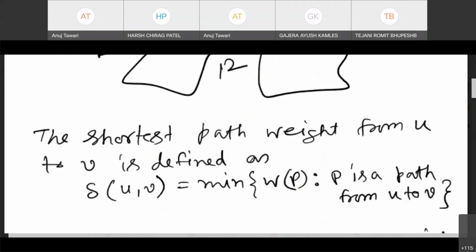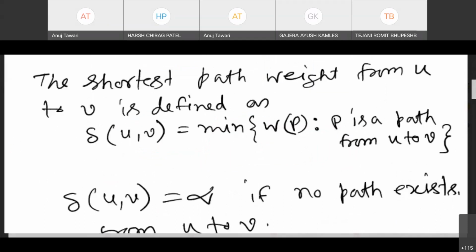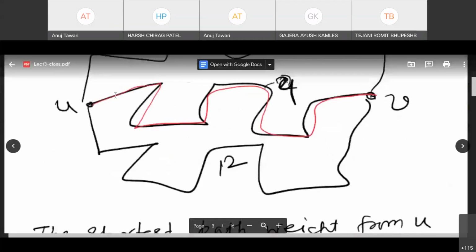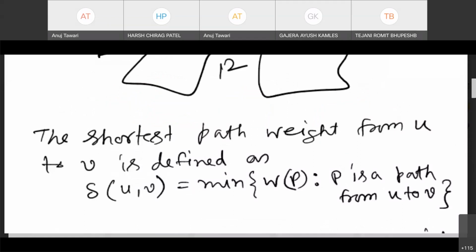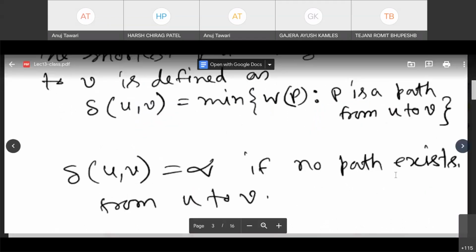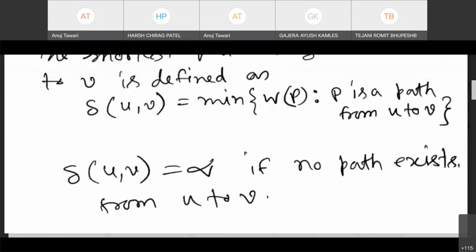The shortest path weight from U to V is defined as the minimum weight of a path from U to V. And there might not exist any path. It is not necessary that you have a path like this from U to V. It may not exist, and you want to check for that condition as well. In case no such path exists, then we want to output infinity. So I think it's very clear what the problem is.